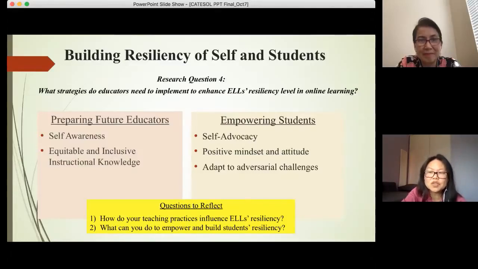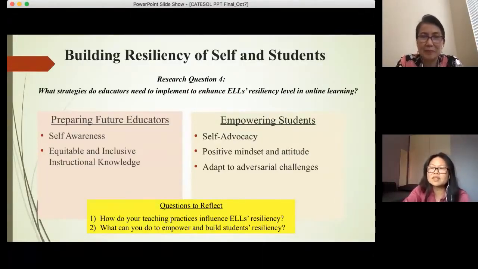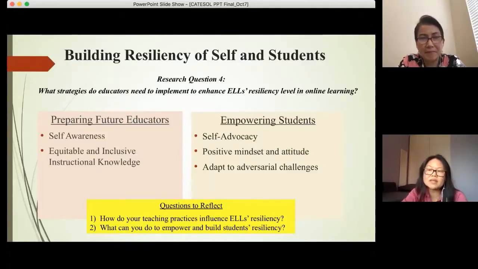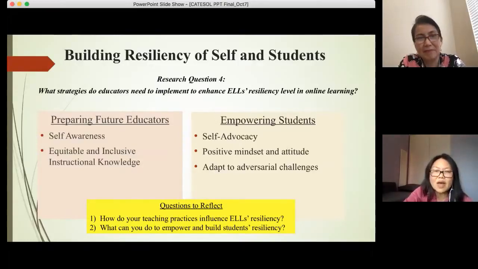Now, another approach to recognize and break down barriers is to equip them with the knowledge and skills on how to respond and instruct in an equitable and inclusive environment addressing the needs of culturally, linguistically diverse student populations. Some ideas or ways to empower students could include, but are not limited to, teaching students self-advocacy skills where they can voice their concerns and stand up for their rights.